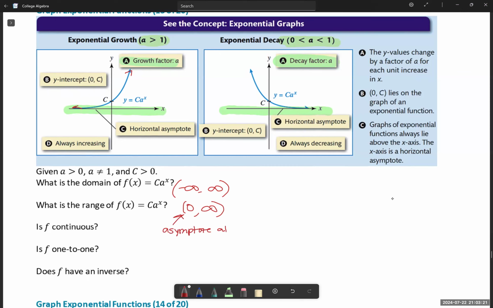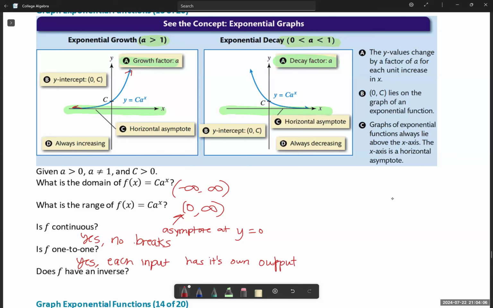Now, is it continuous? Yes. No breaks. Is it 1-to-1? Yes. Each x value has its own y value. Or I can say, instead of saying y value and x value, I'll say each input has its own output.